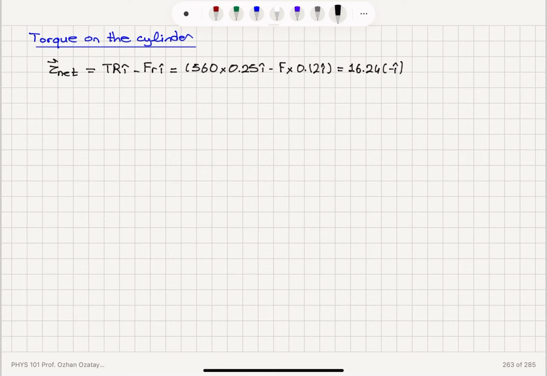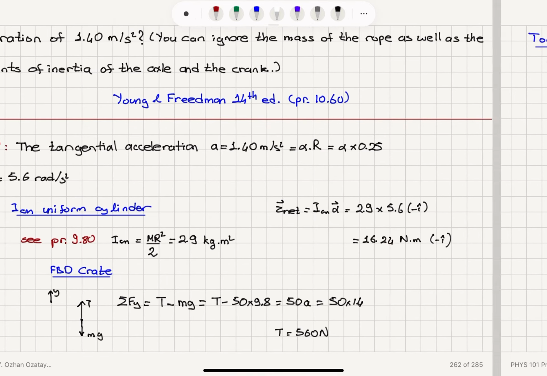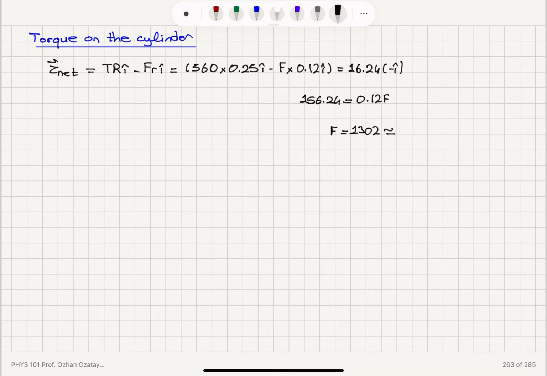So this equation gives us 156.24 is equal to 0.12 F, if we take F to the right hand side and minus 16.24 to the left hand side. We find the force to be 1302, which is to be reported with two significant figures. That's the minimum number of significant figures here. So it has to be rounded to 1300 newtons when we report the final answer.